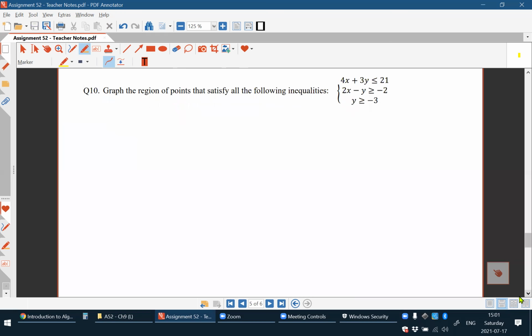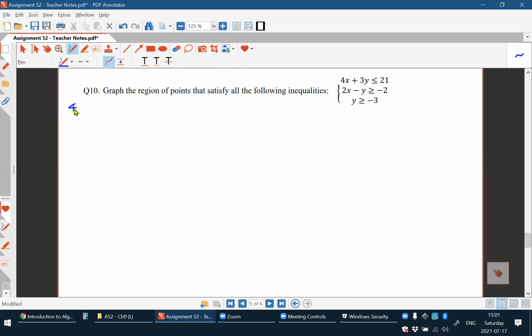Question 10. Question 10 is very similar to question 9. This time we have 3 inequalities, right? It asks you to graph the region of the points that satisfy all of the following inequalities. So let's consider them one by one.